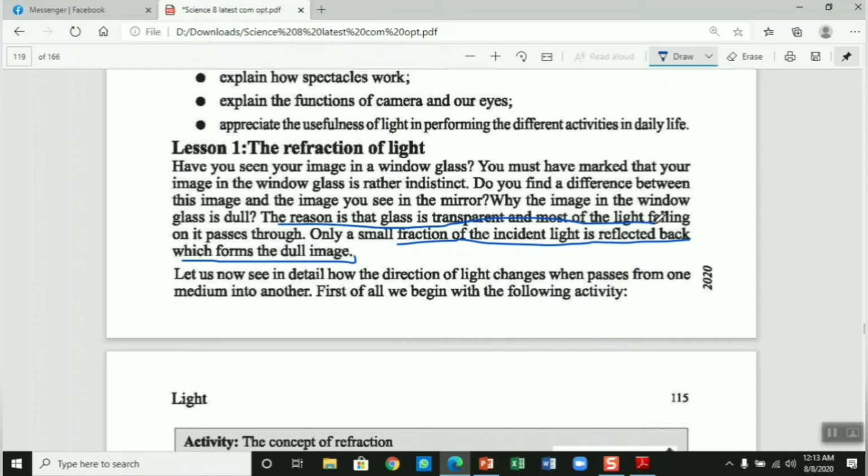That means the glass is transparent and most of the light falling on it passes through it, but a small fraction of light is reflected back. As here, a fraction of light comes back and a fraction of light passes through it, that's why a dull image forms on the glass window.